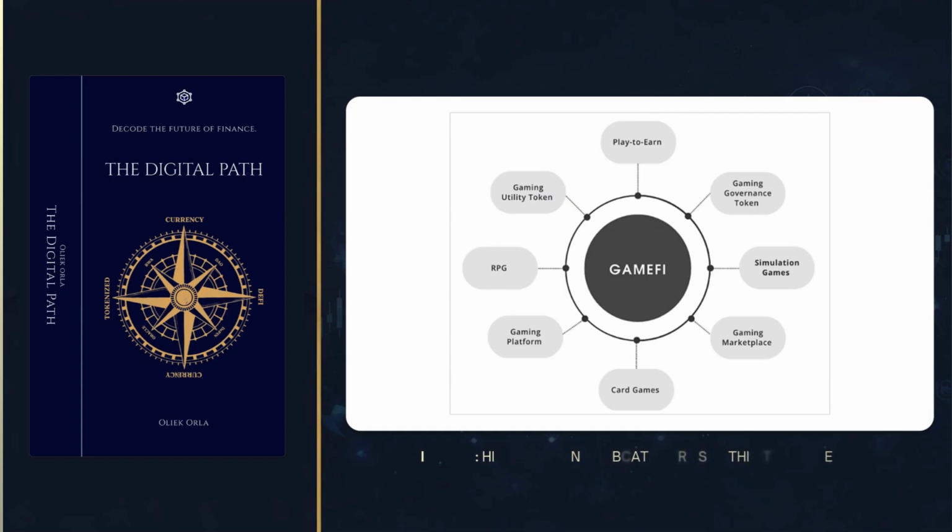Play to earn, P2E. Play to earn is a model where players receive tokens or NFTs simply for participating in gameplay. Character progression, battle victories, quest completion, and tournament participation all become economically valuable activities. In this model, the player is no longer a passive user. They become an active participant in the game economy. Notable examples include Axie Infinity and Thetan Arena.